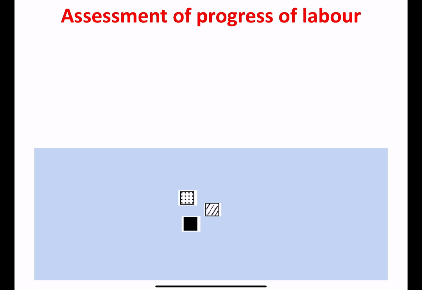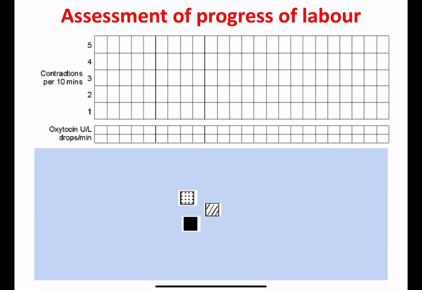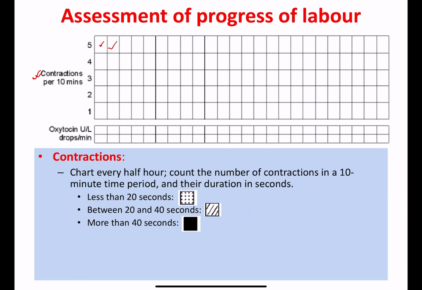Now the fourth component of the partograph, the assessment of the progress of the labor. These are the small boxes where we will be recording the progress of the labor on the basis of the uterine contraction. We need to monitor the uterine contraction every half hour, count the number of contractions in a 10-minute period, and also check the intensity or the duration of the contraction in seconds.